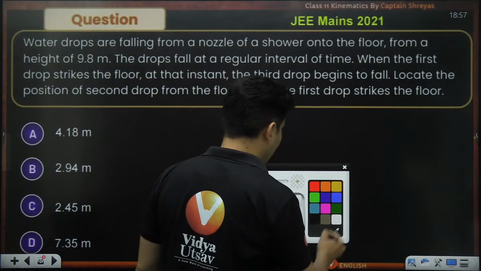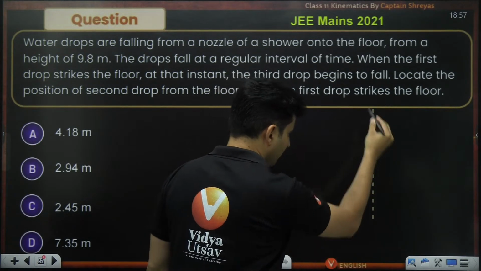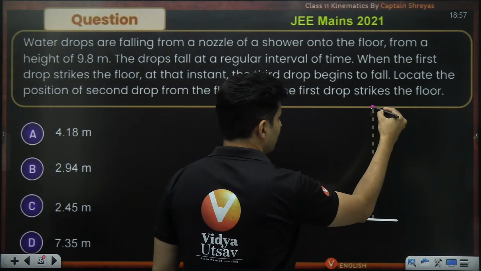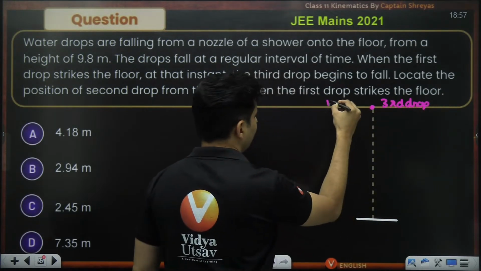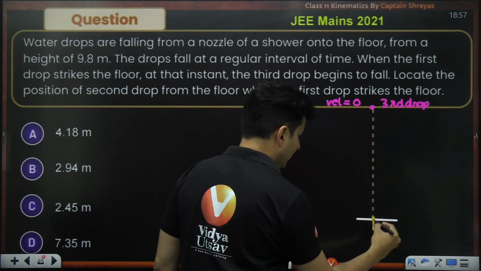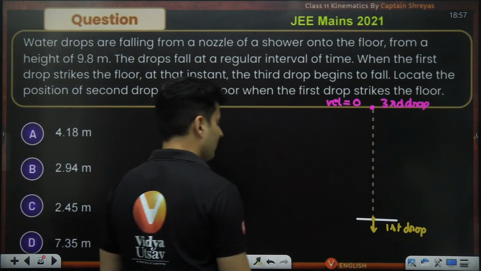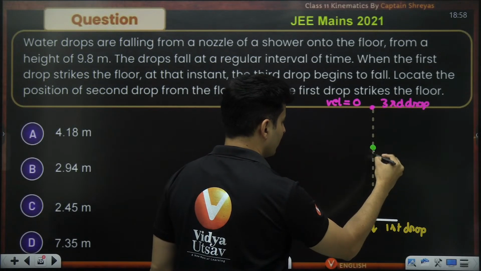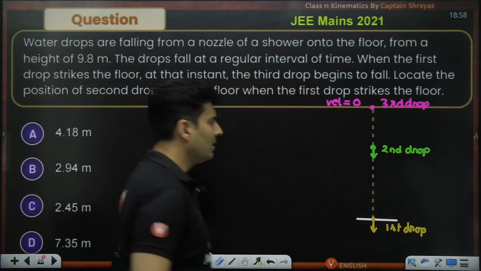Oh my God. Let's draw the scenario. This is the scenario. This is the path of the drops. This is the flooring. Okay. So this is the third drop, and the velocity over here will be 0. The first drop will be hitting over here. The first drop is touching the ground with some speed, and meanwhile the second drop will be somewhere over here.